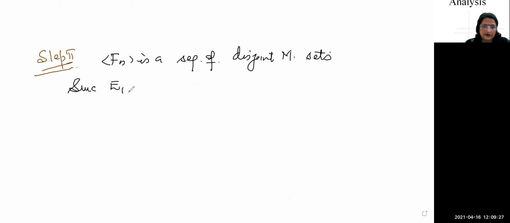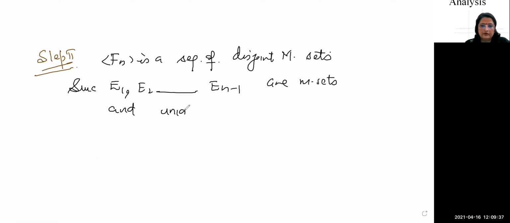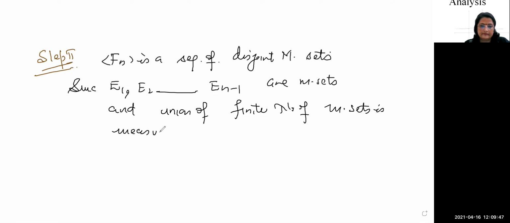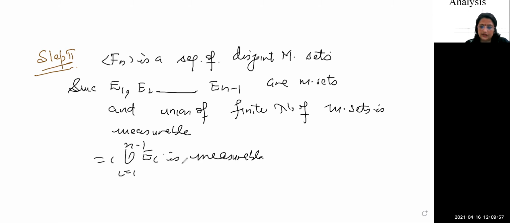Since E1, E2, so on up to En minus 1 are measurable sets and union of finite number of measurable sets is measurable, it implies union i running from 1 to n minus 1 of ei is measurable. Simple, according to what is given. Also, every set En is also measurable.